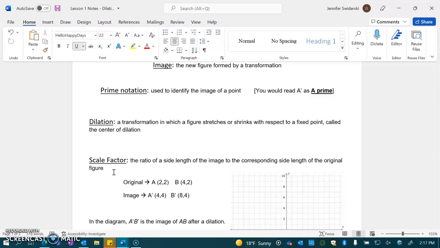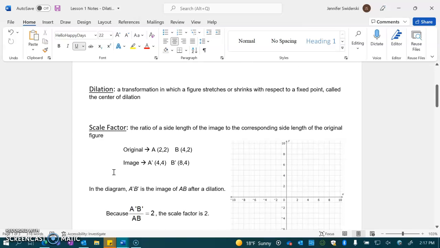So it says here, original A is 2, 2. So let's go ahead and graph that. Now remember, this first number is your X, the second number is your Y. So when I think about ordered pairs, that first number is always going left or right from the origin, 0, 0. That second number is going up or down. So when I look at this, point A is at 2, 2. So that's A. I'm going to put a nice little A underneath there. Point B is at 4, 2. So I'm going to go ahead and connect those.